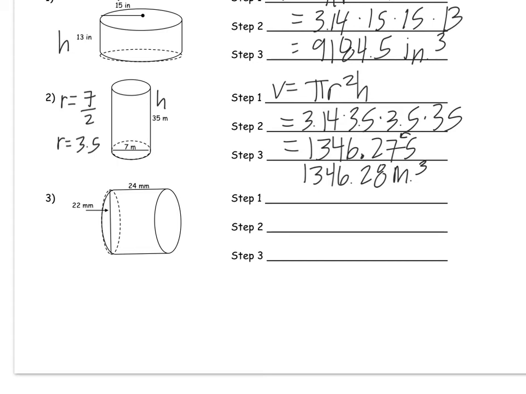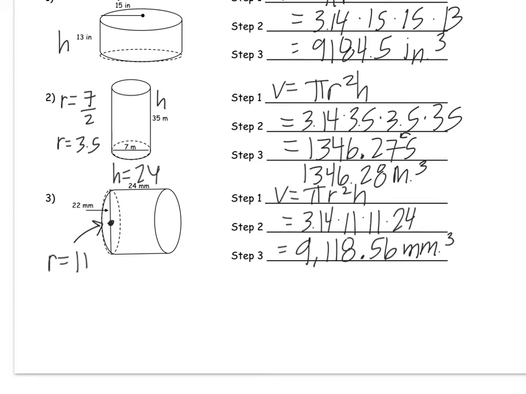Alright, you try the third example. Be sure that you half this diameter here to make it a radius. Okay, so check your example number 3 and make sure that you got it right. When you divide 22 by 2, you get 11, so plug that in for r squared. You should have gotten 9,118.56.